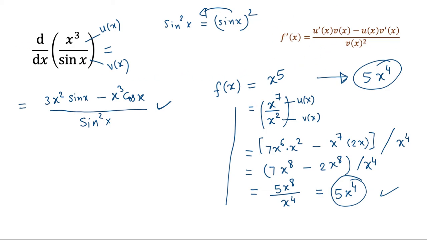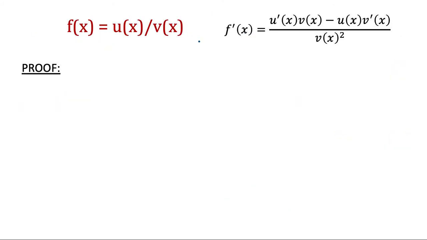Now let's see the proof of this. For those of you who are not interested, you can skip it. But if you are interested, you can look at the proof. The proof will be very similar to the proof of the product rule, where instead of a ratio, we had the product of two functions, ux, vx.